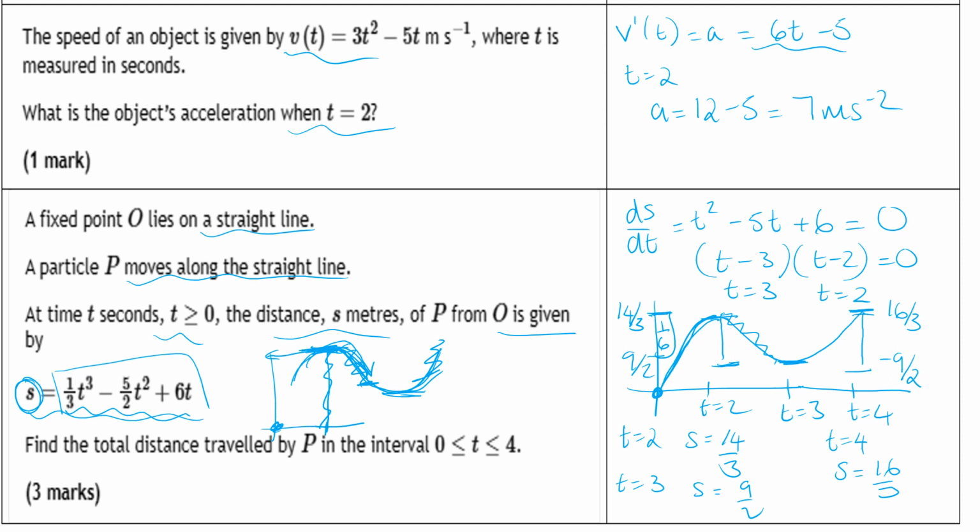We need to do 16/3 minus the 9/2. So if we put all those things together, then s is going to be the initial 14/3, which is where we get to in the first 2 seconds. Then when we're traveling back on ourselves, we've done that takeaway, so we need to add on 1/6. And then going this journey from the 9/2 to the 16/3, that is plus 5/6. If we add all of them together, that comes to 17/3, which is 5.6 recurring, or 5.7 meters.